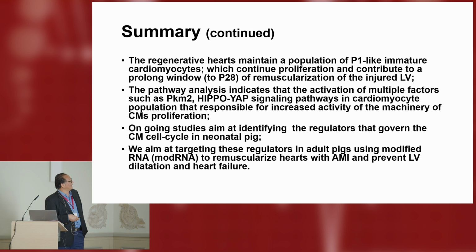The ongoing study aims at identifying the regulators that govern the cell cycle in large mammals. And this is important. We have very good preliminary data on targeting the regulators in the adult heart with myocardial infarction, using modified RNA to remuscularize the heart with myocardial infarction to prevent LV dilatation and heart failure.